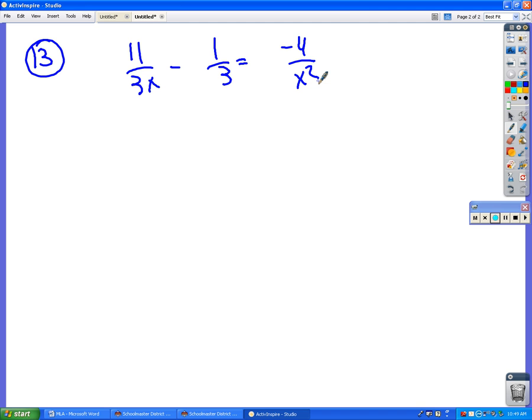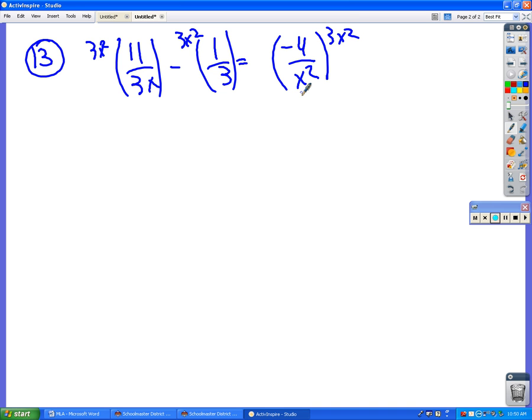All right, 13. What do I have to multiply everything by? 3x squared. Okay, I need to have a 3 in there to get this 3 and this 3 to cancel. I need an x in there to get this x to cancel. But then I also need an x squared to get this one to cancel. So my common denominator, my lowest common multiple, is 3x squared.